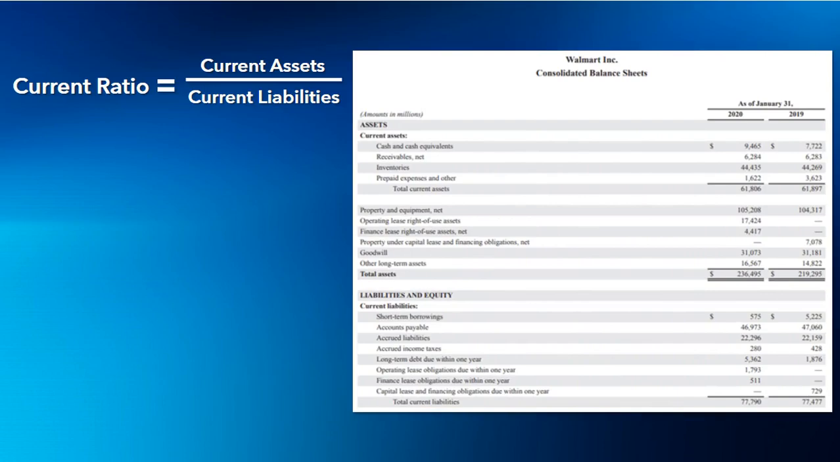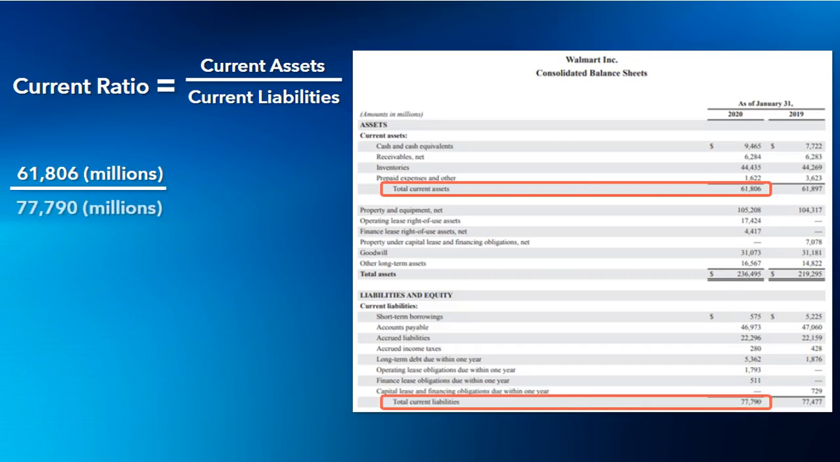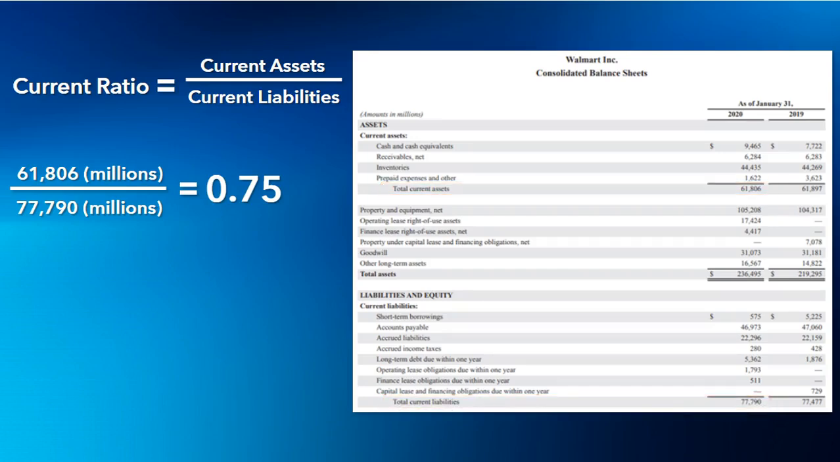Looking at the balance sheet, if their current assets for 2020 was $61,806 million and their current liabilities was $77,790 million, the current ratio would be 0.794, or rounding up to 0.75. This means that for each dollar of current liabilities, Walmart has only 75 cents worth of current assets.